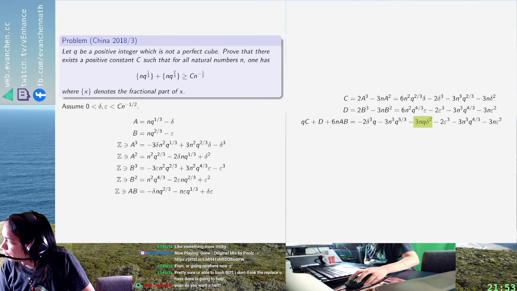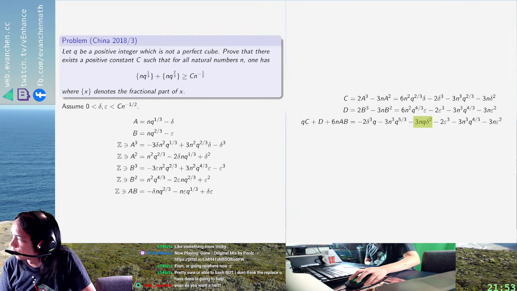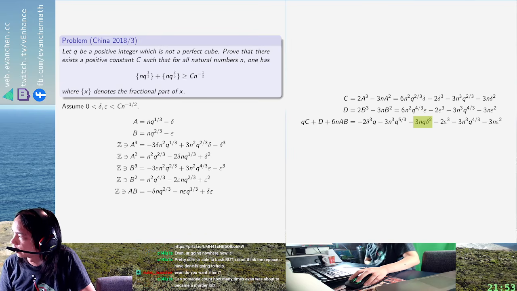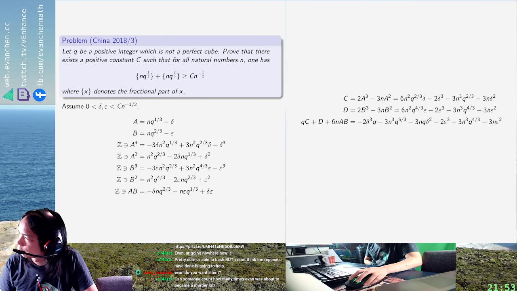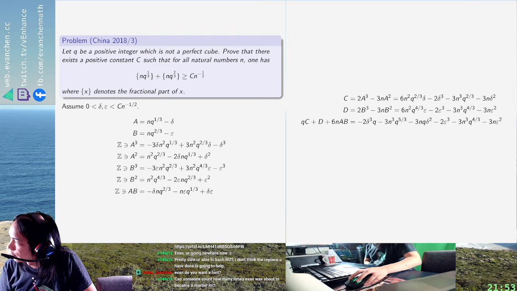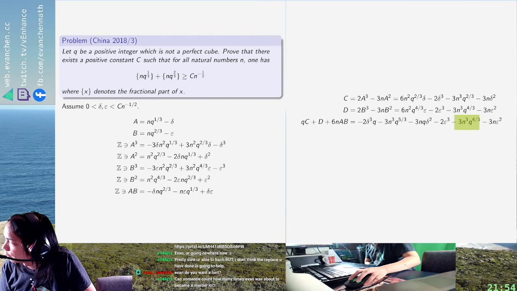Wait, there's a 3n cubed delta squared? Where'd that come from? Oh no, wait, but that's under control. This is under control because delta and epsilon are both rooted. So now the problem terms are these, which don't have a delta or epsilon in them, but they have n cubed garbage in them. So do I have a reason to believe that these things are close to integers?